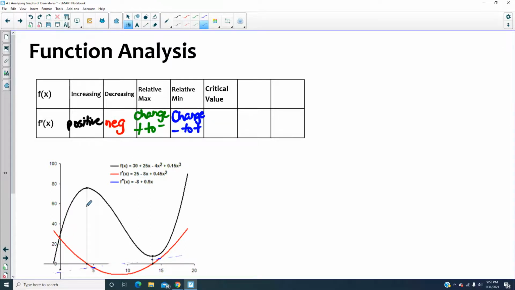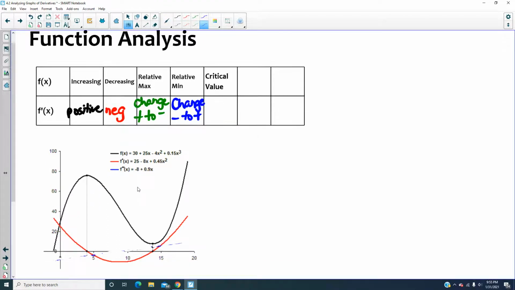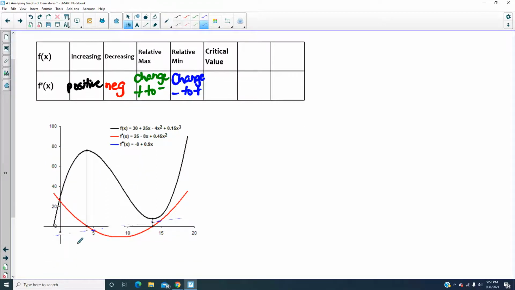Okay, and then let's look at how this graph relates. The graph of f is increasing. So f is the black graph, f prime is the red graph, f double prime was the blue graph, but I whited it out because we're not looking at that today. So when the black graph is increasing, up until this point, the red graph is above the x-axis, positive right here. So I'll write that down. When this black graph is increasing, going up, the red graph stays positive.